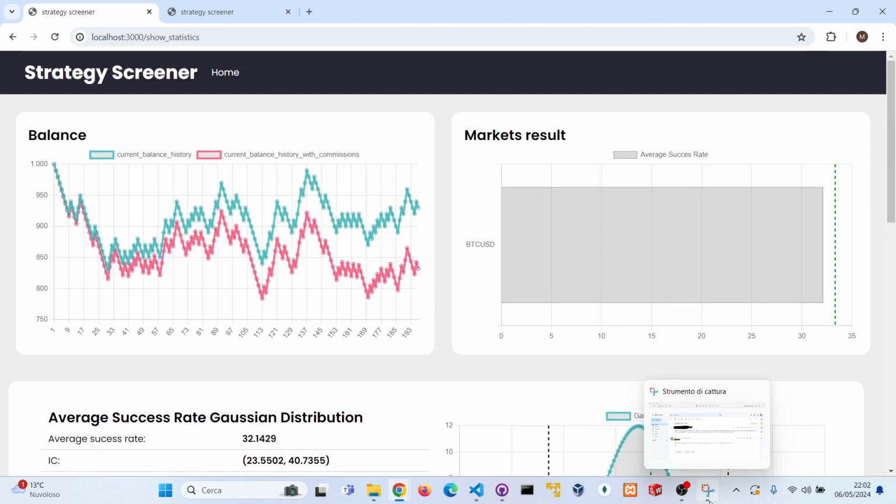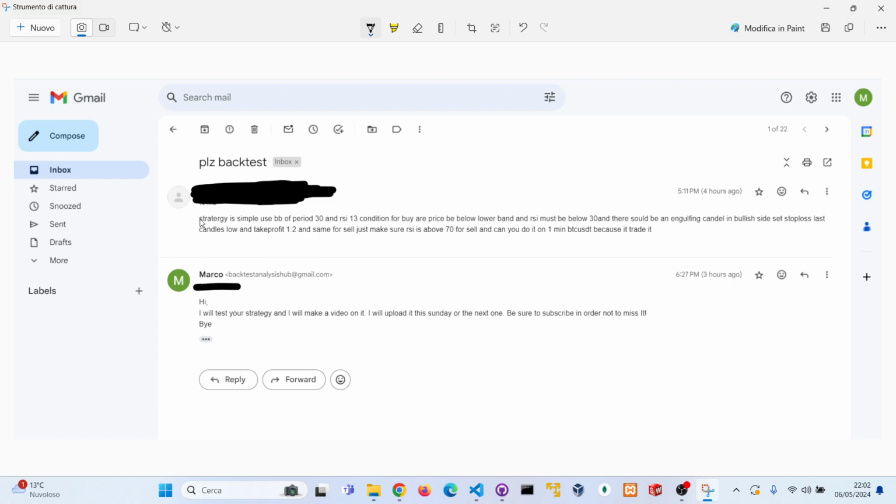But now let's read the strategy. The strategy is simple. Use Bollinger Bands with a period of 30 and RSI 13. Condition for buy: price must be below the lower band, RSI must be below 30, and there should be a bullish engulfing candle. Set the stop loss at the last candle's low and take profit 1 to 2. So take profit is double the stop loss gap.